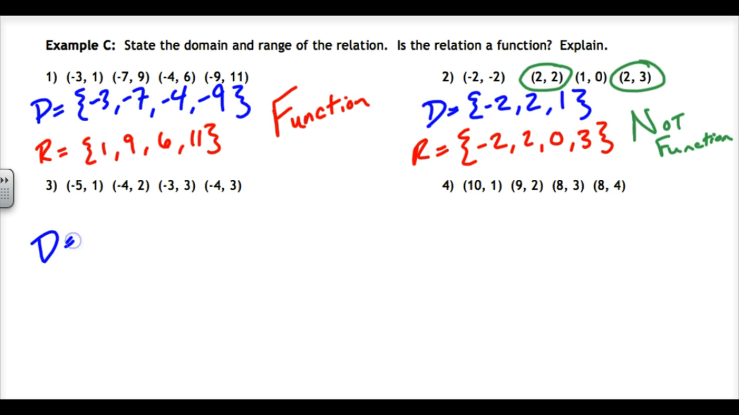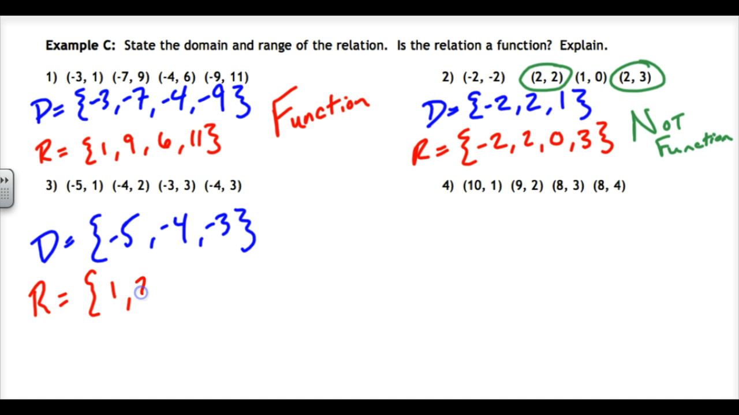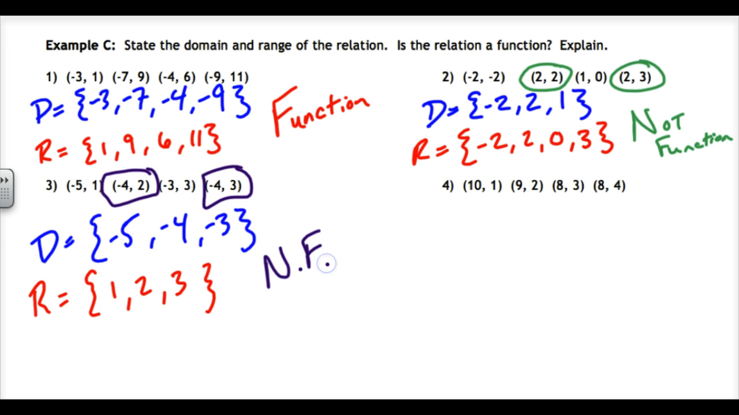Number 3, we've got domain is -5, -4, -3, and -4 again, so we don't list it. Range is going to be 1, 2, and 3. We don't need that other 3. Now, a lot of people are quick to say that this is a function because it's got 3 domains, 3 ranges, but it's not. -4 goes to 2, and -4 goes to 3, so it's not a function. I'm just going to abbreviate NF for now.